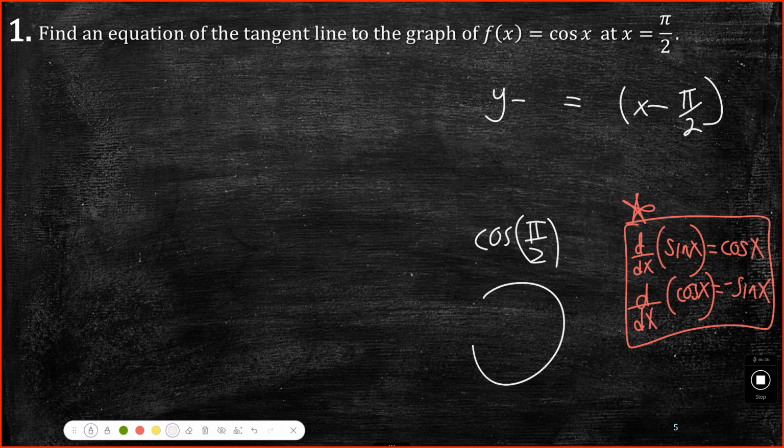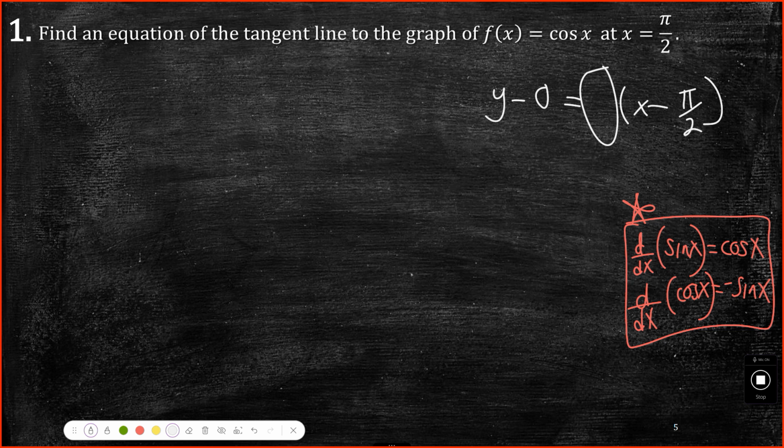Pre-calculus again. Go back to the unit circle. Pi by 2 is up here. x is what? 0. y is 1. So cosine of pi by 2 is 0, because this is pi by 2. There it is. The output of cosine pi by 2 is 0, because x is cosine.